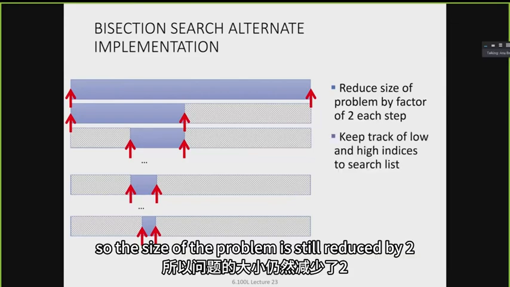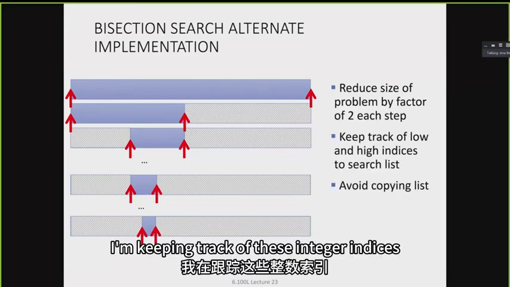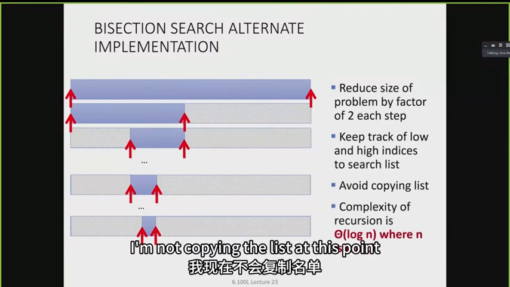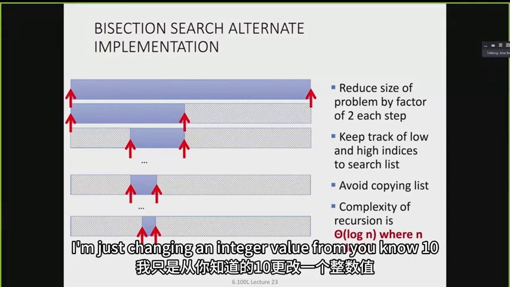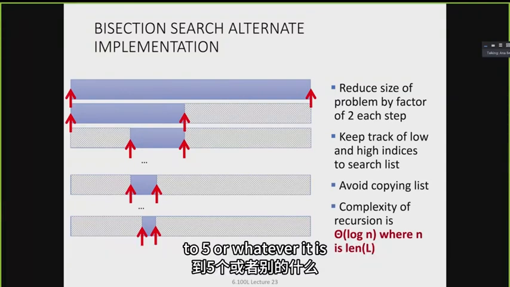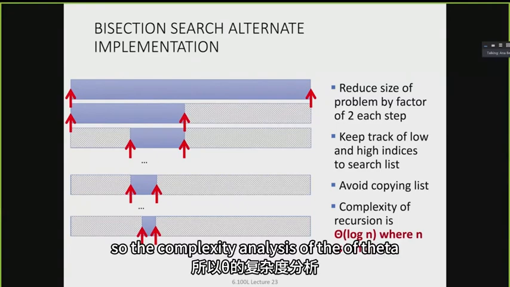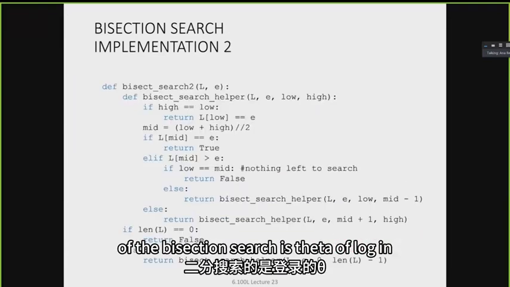So the size of the problem is still reduced by 2 at each step. I'm keeping track of these integer indices. I'm not copying the list at this point. I'm just changing an integer value from 10 to 5 or whatever it is. So the complexity analysis of the bisection search is theta of log n.